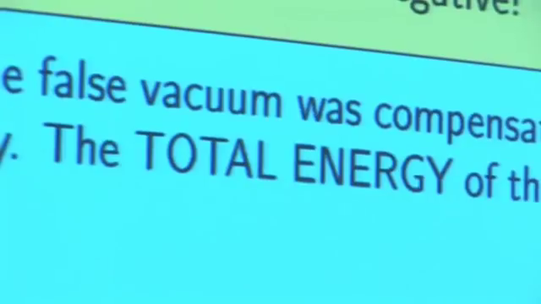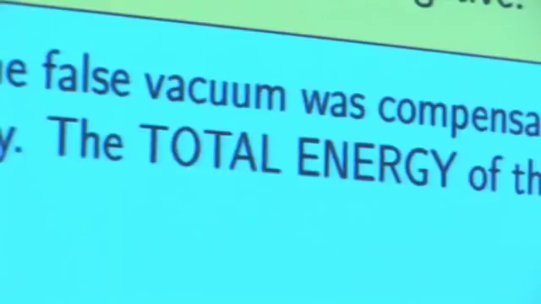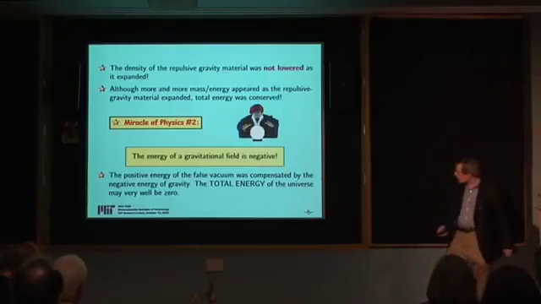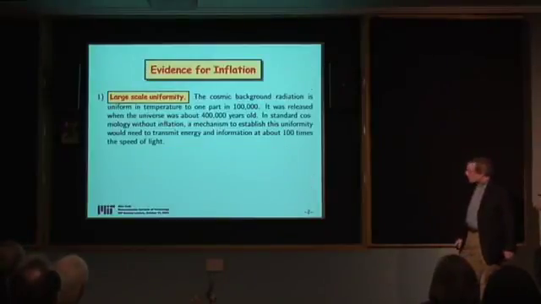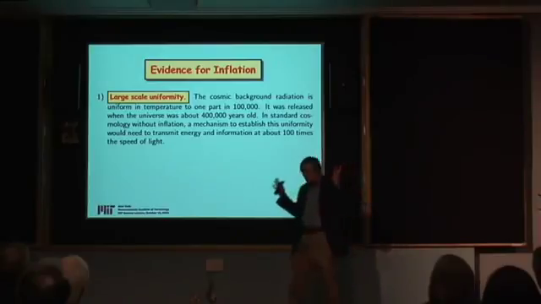So the positive energy of the false vacuum was compensated by the negative energy of gravity. And the total energy of the universe may very well be zero. And false vacuum just means this repulsive gravity, negative pressure material that we've been talking about. OK, so that describes the mechanism of inflation. And I think I'm done describing everything I want to describe about the mechanism of inflation.